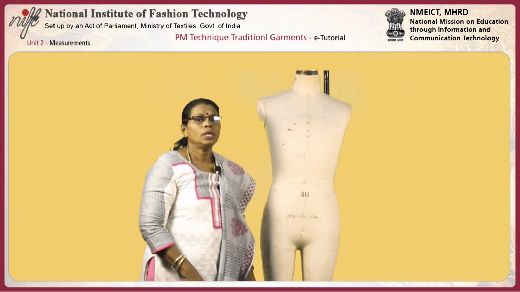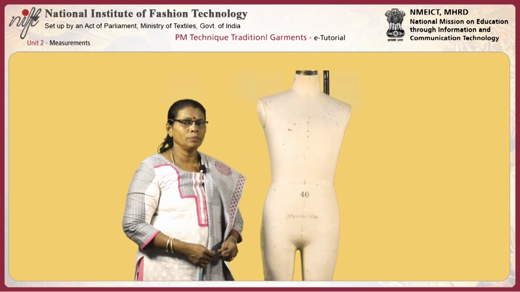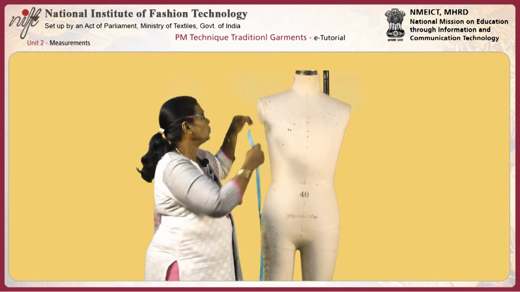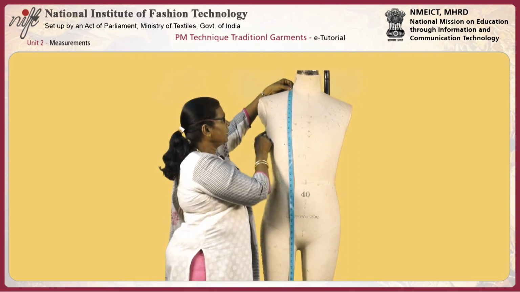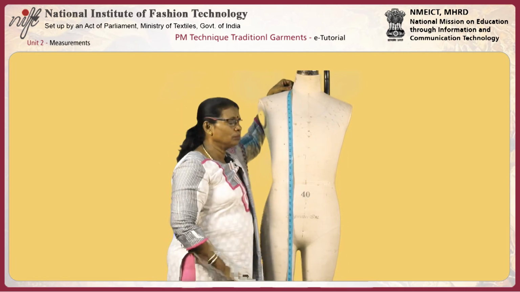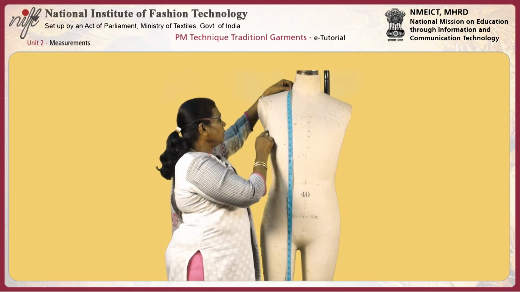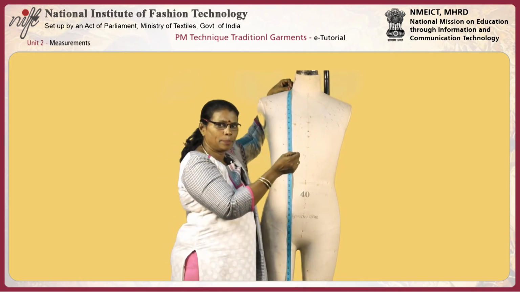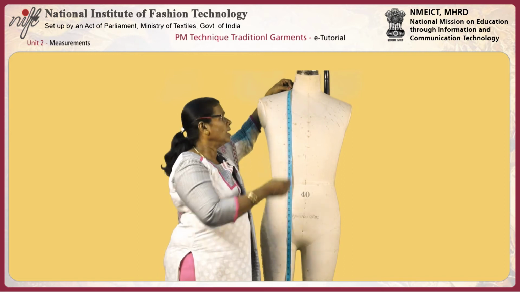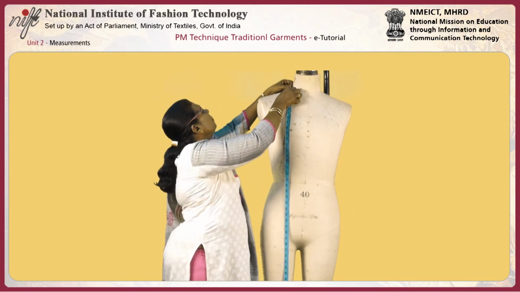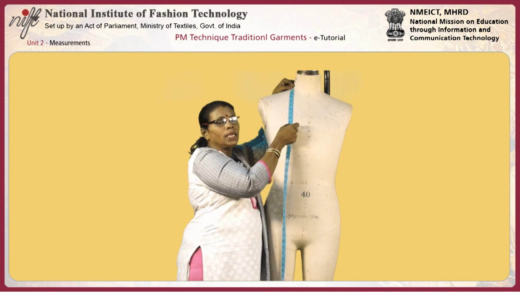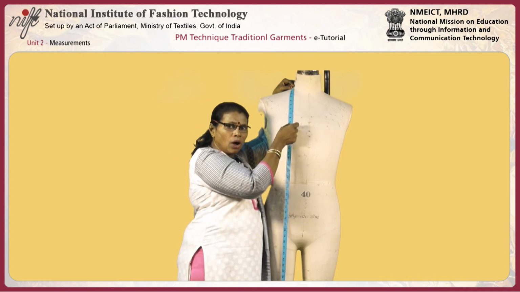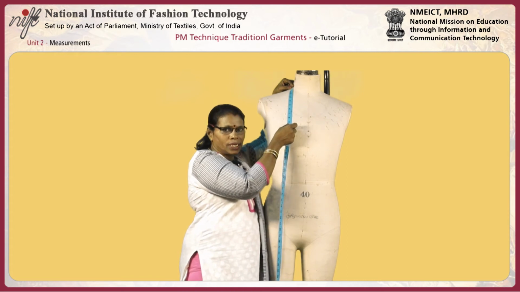Side depth is the vertical measurement from the high point shoulder to the chest level. So we need to mark a line or fix a tape on the chest line and take the measurement from high point shoulder to the chest level. Vertical measurement is called side depth or high point shoulder to chest level.